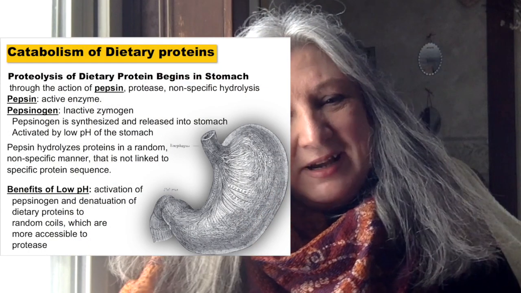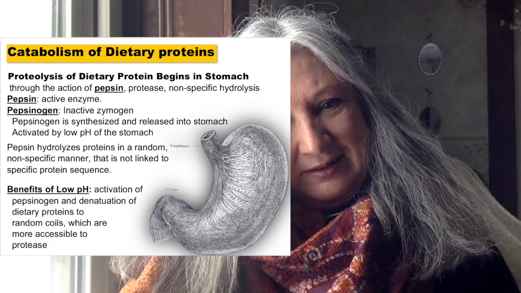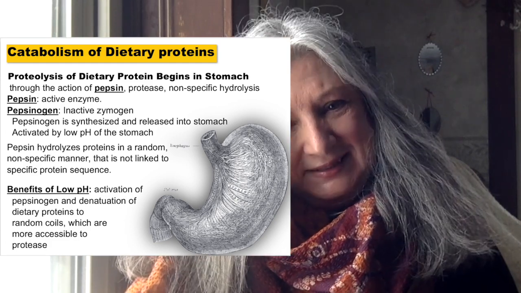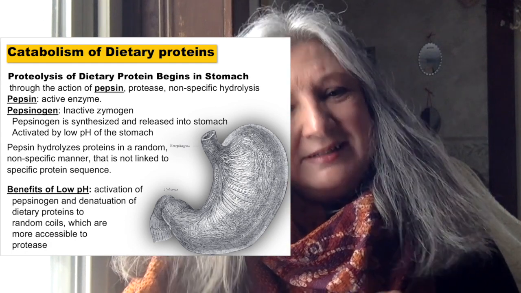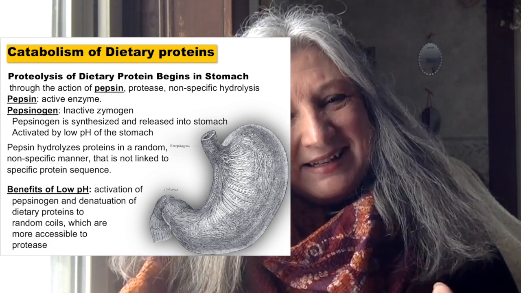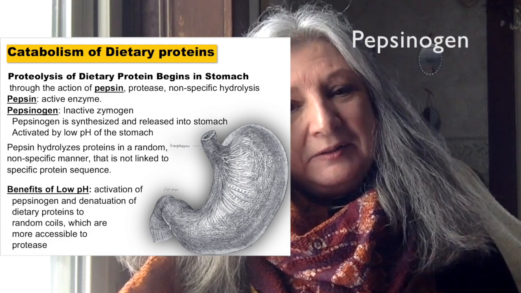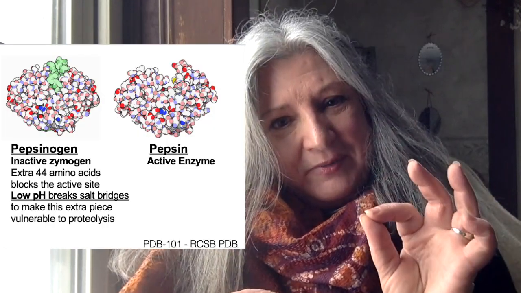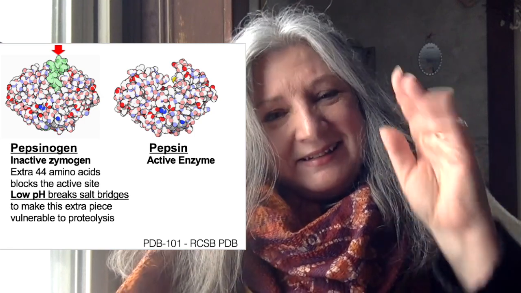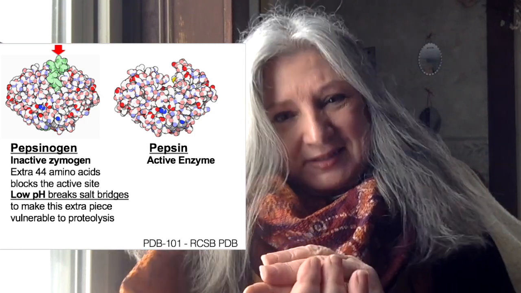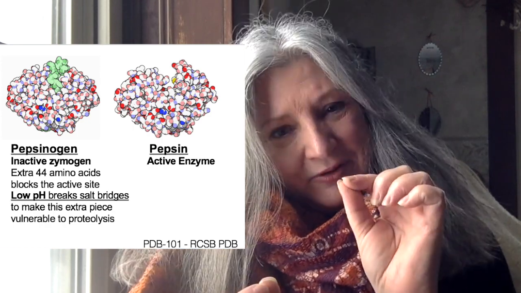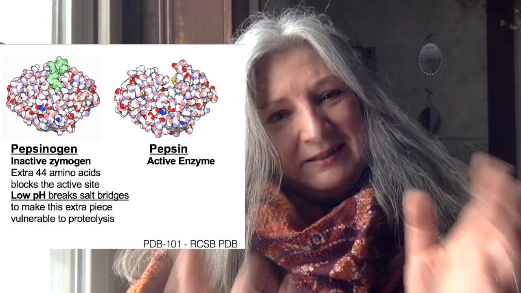The digestion of dietary proteins begins in the stomach. This occurs through the action of an enzyme called pepsin. Pepsin is originally synthesized as an inactive zymogen called pepsinogen. Pepsinogen includes a 44 amino acid portion that's stuffed into the enzyme active site. And so in order for this enzyme to be activated, 44 amino acids must be clipped away.